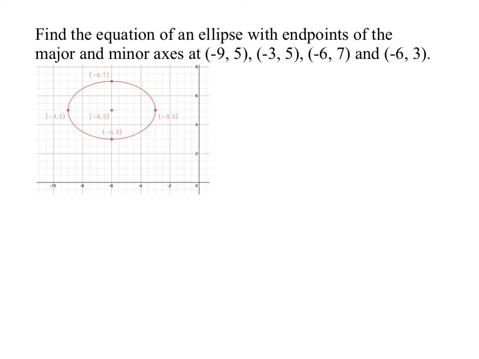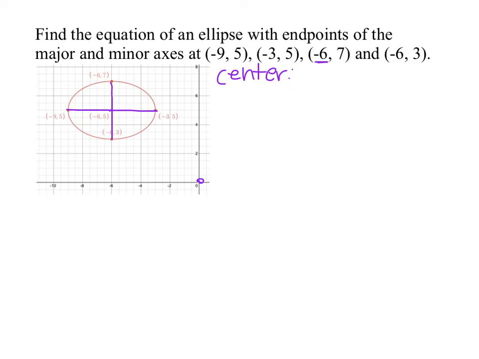an ellipse. But what you need to find about the ellipse first, since this is not around the origin, you can tell because here's the origin down here, you can tell it's shifted. So basically you just need to figure out what the center is. Now when you're given just 4 points to find the center, basically draw in your minor axis, draw in your major axis, and where those intersect, that's where your center is. So that's why your center is at negative 6, 5.